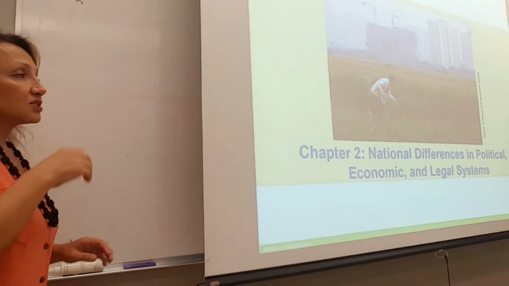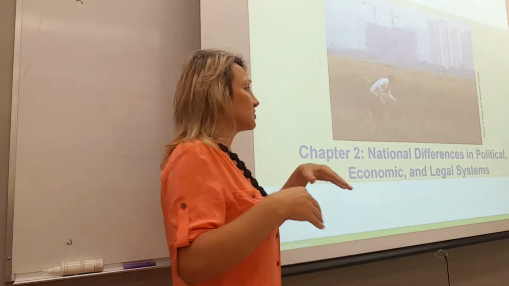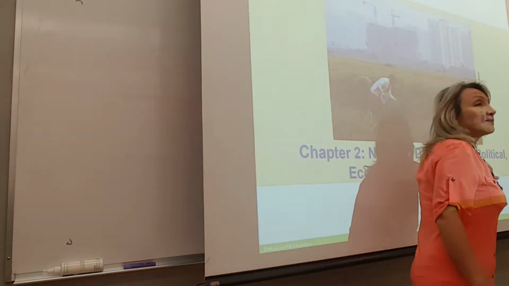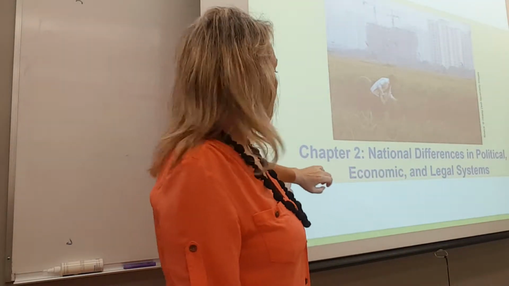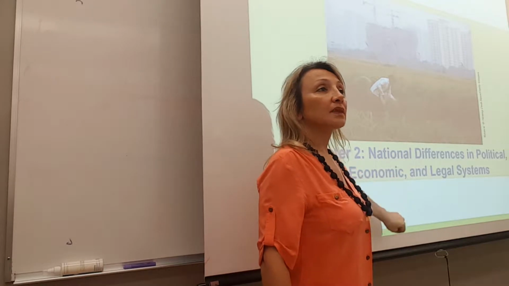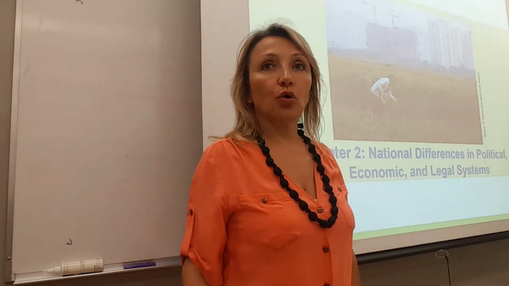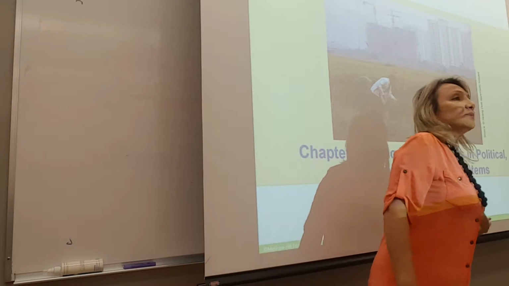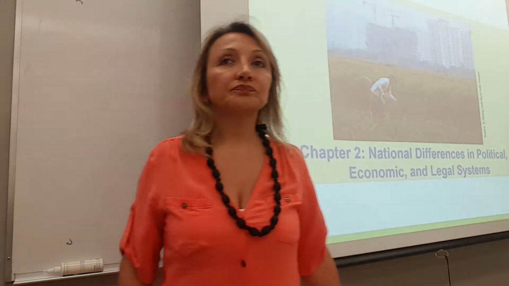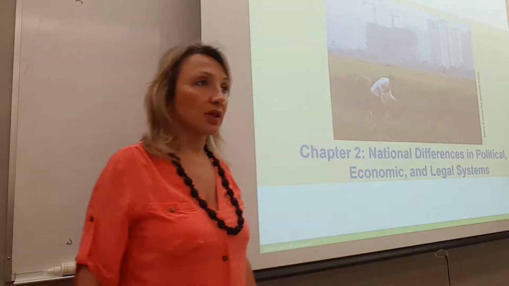So let's start with the differences all around the world. In the United States, just an example that you guys know, let's start with that one. What type of political system do we have here? Democracy, right? And economic system? Capitalism. It's an open market. We call it a market system, a market economy. And the legal system? Common law, is that what you said? Yeah, common law. Very good.